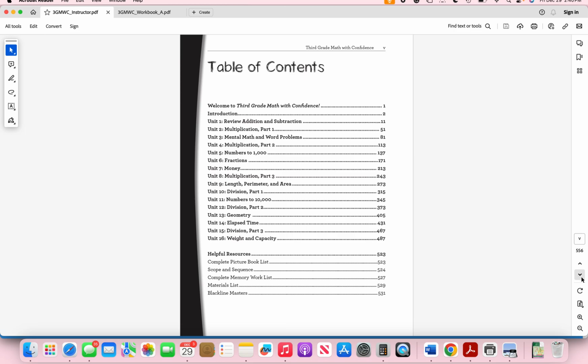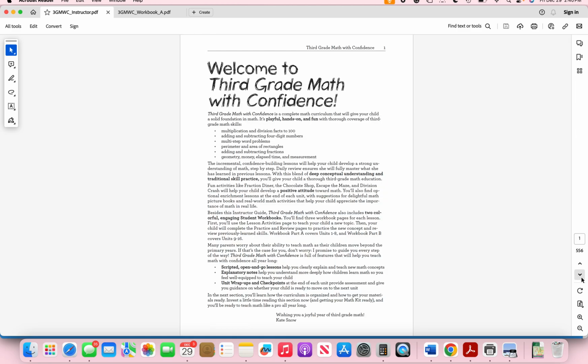In kindergarten, first, and second grade, there is a picture book every week. In third grade, there is a picture book every unit. So instead of there being 32 or so picture books, there are only 16 picture books. Those are some of the differences as they get a little bit older.